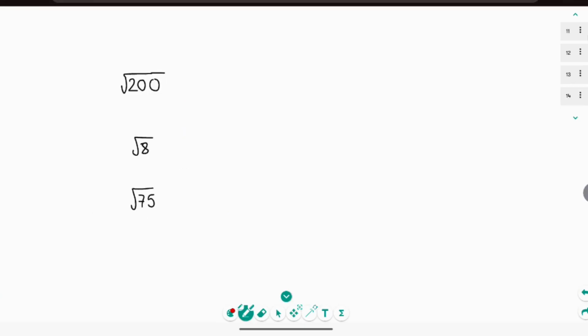You need to be able to simplify a surd. So in order to simplify a surd, you really need to know your square numbers. I'm going to write these at the top. 1 times 1 is 1. 2 times 2 is 4. 3 times 3 is 9, etc. I'll go up to 100, I think.